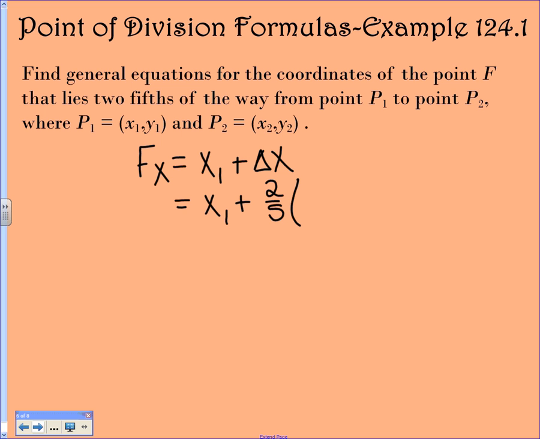And then what goes in the parentheses? x2 minus x1. Does that make sense so far? And then after that, all you have to do is simplify it algebraically. So you have x1 plus 2/5 x2 minus 2/5 x1.